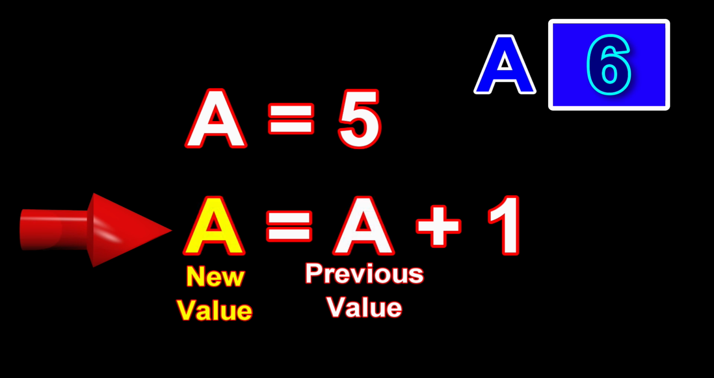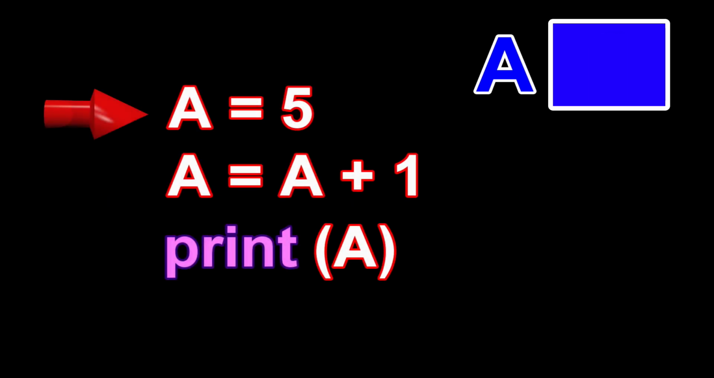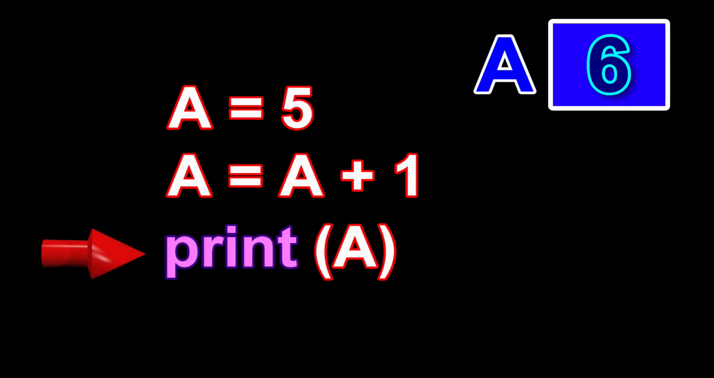Let's now consider a program consisting of the following 3 statements. The first statement sets the variable a to 5. The second statement sets the variable a to 6. The third statement is a new instruction we haven't yet discussed.